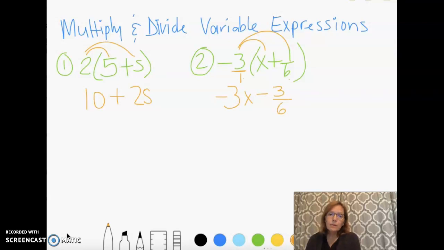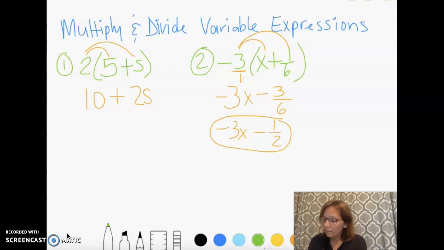But I can see that that fraction actually reduces, so I'm going to need to reduce it. So negative 3x minus 3/6, you can divide both top and bottom by 3, and if we do that, we get 1/2. So that's what that one equals.